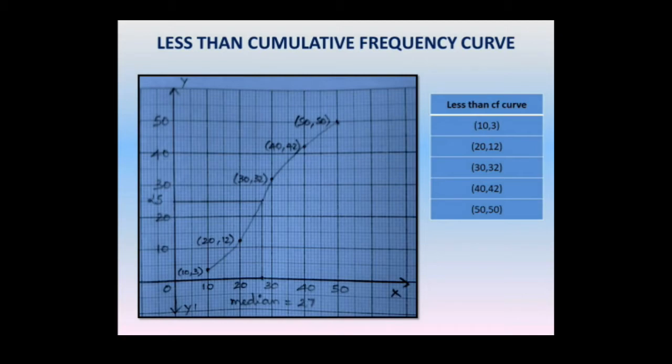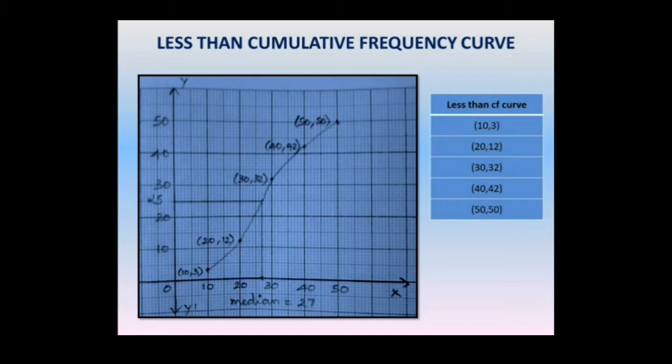Now for the centermost person, we are having all the persons on the y-axis starting from 0 to 50. So the 25th person is the centermost person. From 25, you draw a horizontal line to touch the curve. At the point where it touches the curve, you drop a perpendicular line to meet the x-axis. The point at which it meets the x-axis is going to be the median mark. Now from the graph you can see that the median mark is 27.